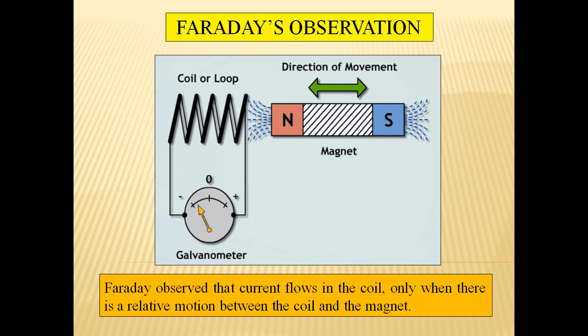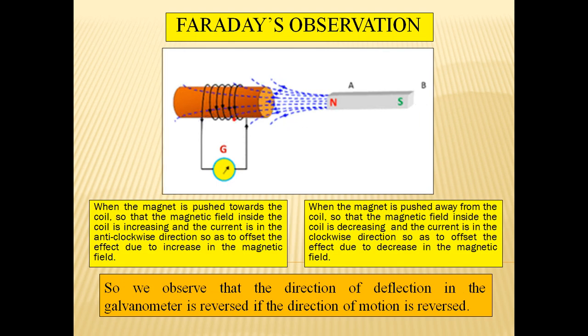Faraday observed that current flows in the coil only when there is a relative motion between the coil and the magnet. When the magnet is pushed towards the coil, the magnetic field inside the coil is increasing and the current is in the anti-clockwise direction so as to offset the effect due to increase in the magnetic field.